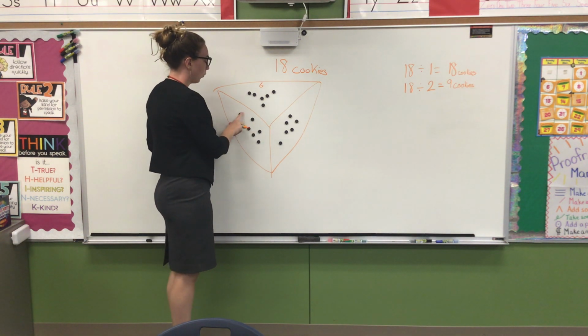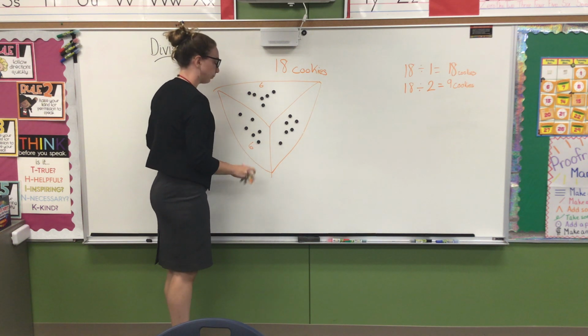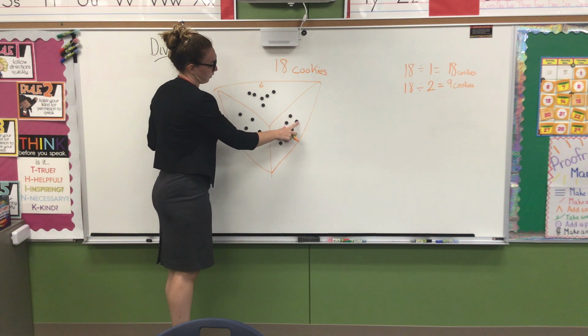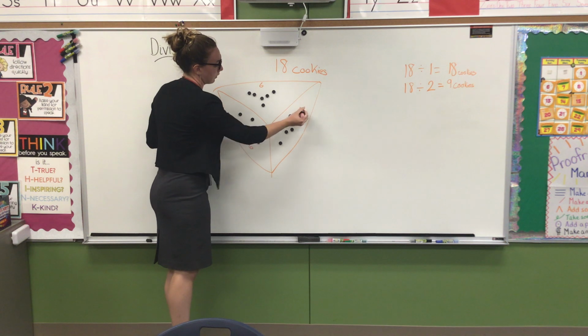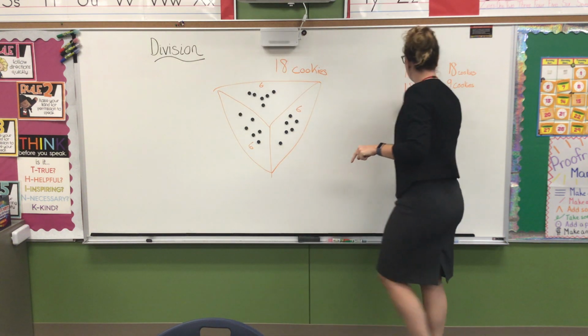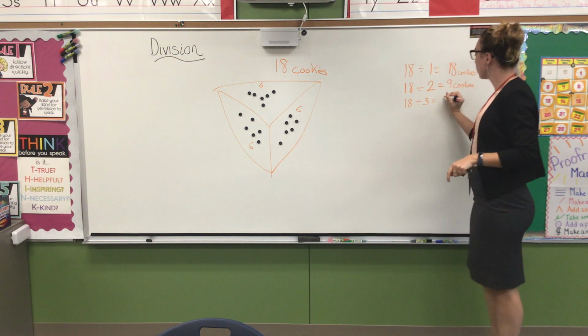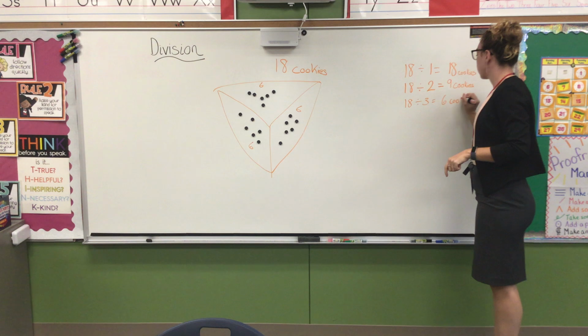Let's check. 1, 2, 3, 4, 5, 6. Yep, got 6 in that group. 1, 2, 3, 4, 5, 6. And 6 again. So we know that 18 cookies divided into 3 groups equals, very good, 6 cookies.